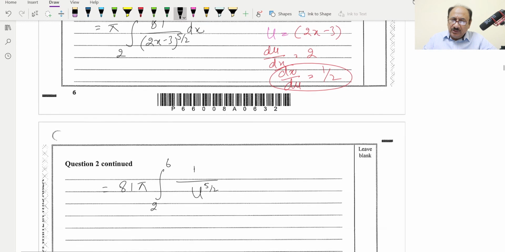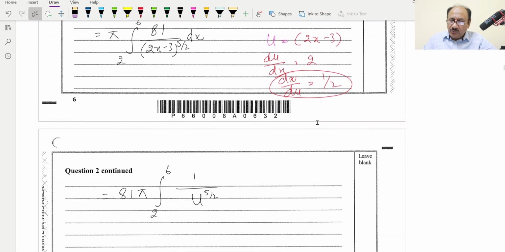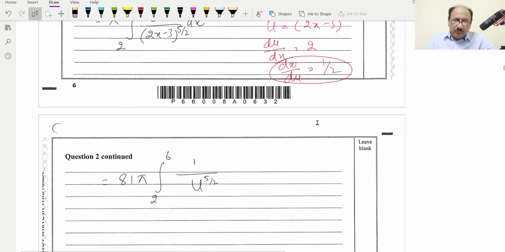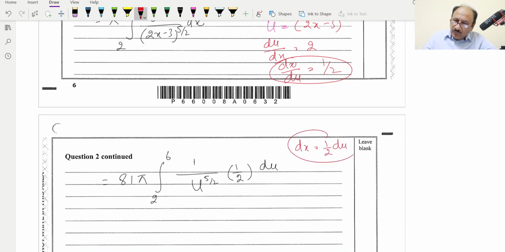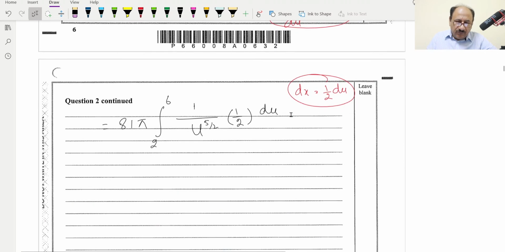So du will be equal to 1 by 2 dx. We replace dx with 1 by 2 du, so we can write dx is equal to 1 by 2 du, which we have taken from this equation. Hopefully you are understanding this part.